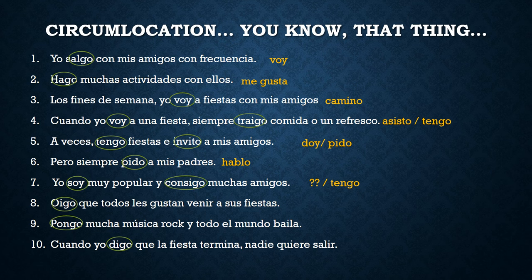I would love to hear what you get for number 7 or for any of them if you have a different answer. Consigo would be tengo. Instead of I get friends, it'd be I have friends. I hear that everyone likes coming to his parties would be maybe I know that everyone likes coming. Puts on a lot of rock music or plays. You could have escucho, I listen, and toco, right? I play. I listen or I play a lot of rock music. And then when I say the party is over, you could say pienso, when I think the party's over.